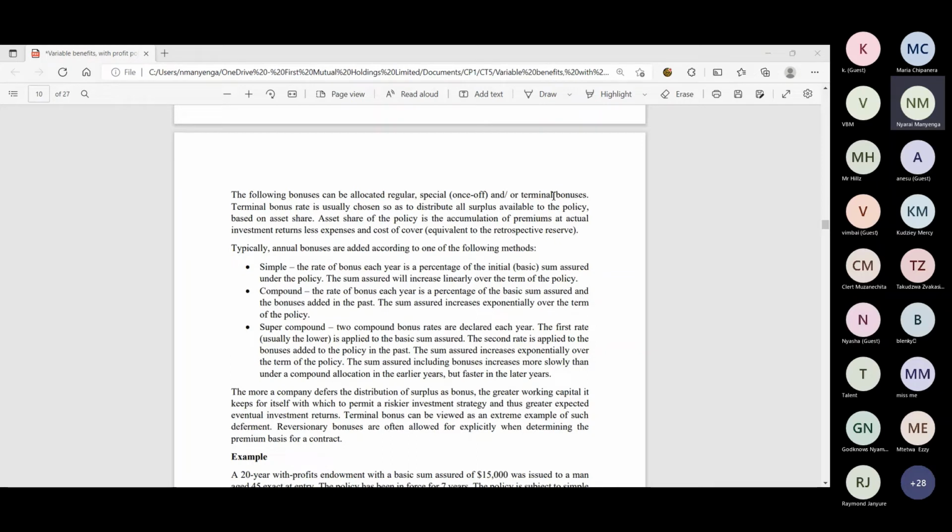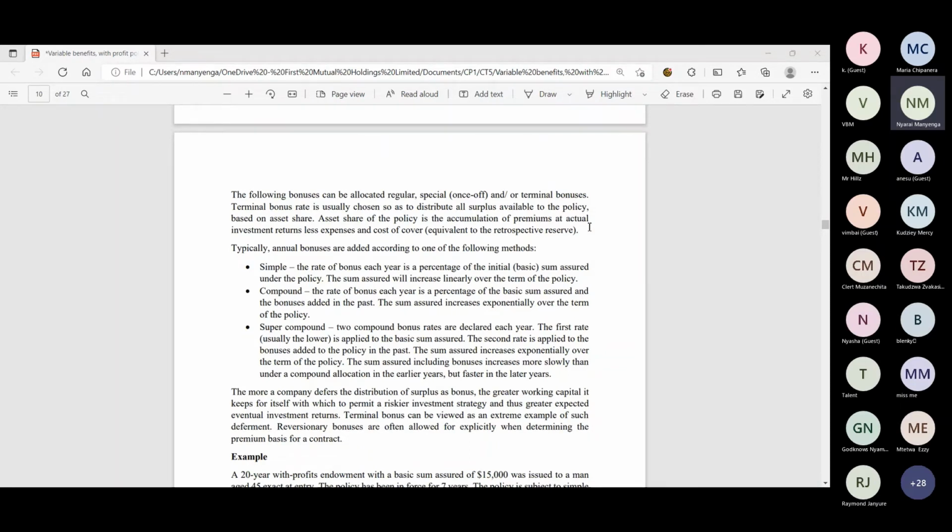And then the benefit can also be increased by a terminal bonus, where you would say that when the person dies, or when they reach the end of the term of their policy, for example for an endowment, they will receive an additional bonus on top of what they've already been receiving.